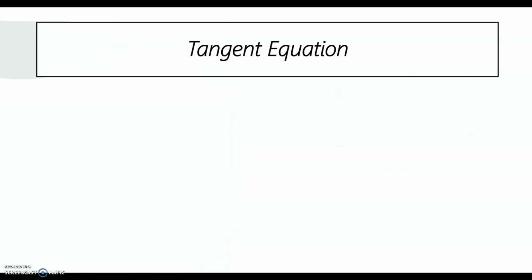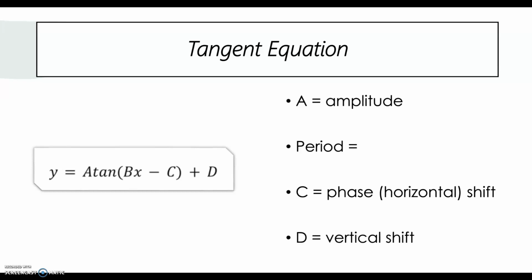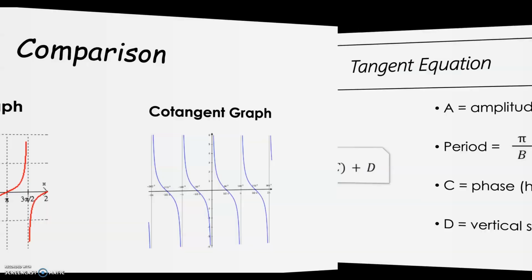Here we have our tangent equation, y equals a tangent of bx minus c, plus d. So a in the equation stands for amplitude, b is responsible for period, and the period equation is pi over b. C is phase or horizontal shift, and d is vertical shift.